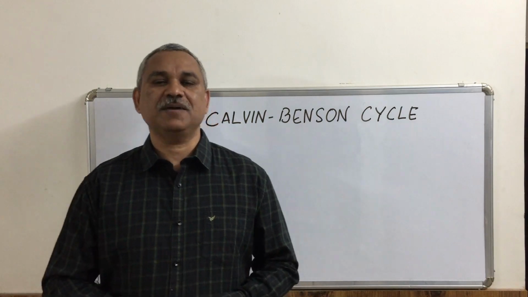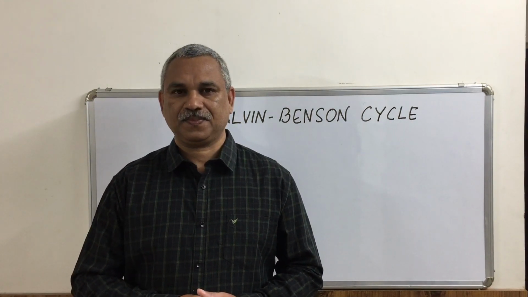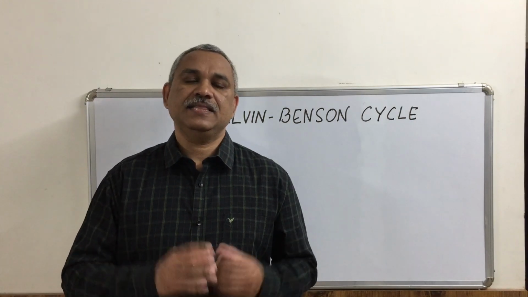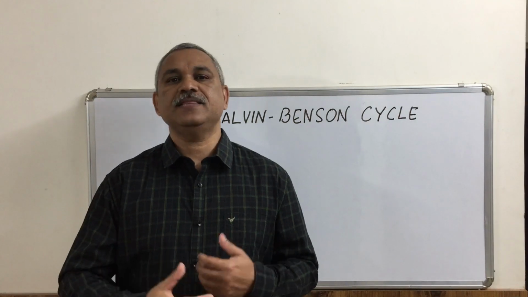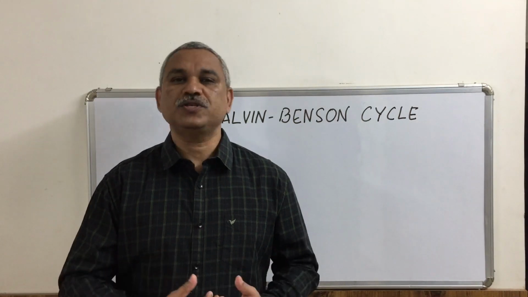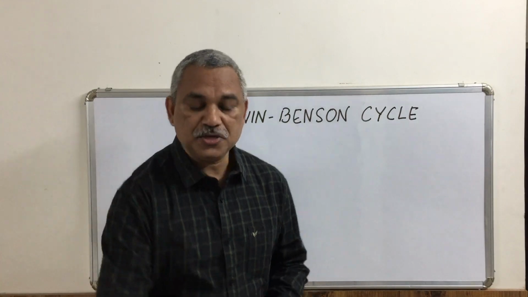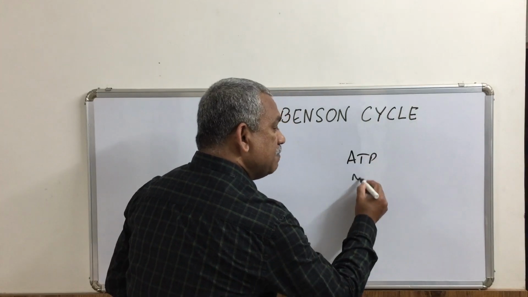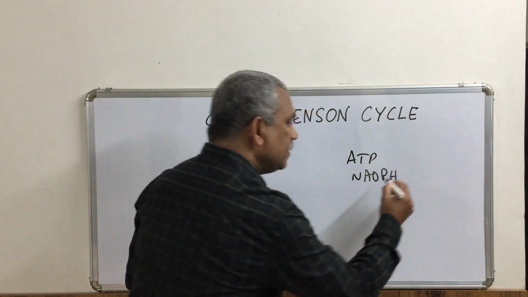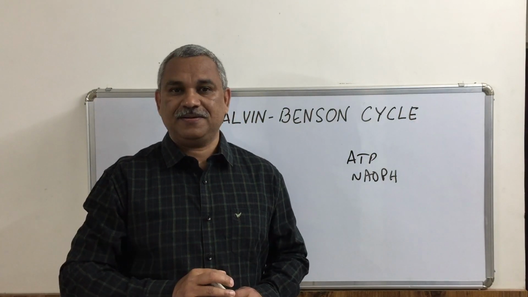Today we are going to discuss the Calvin-Benson cycle. We are aware that the electron transport taking place in oxygenic photosynthetic organisms produces two products, ATP and NADPH. So these are energy-rich intermediates.